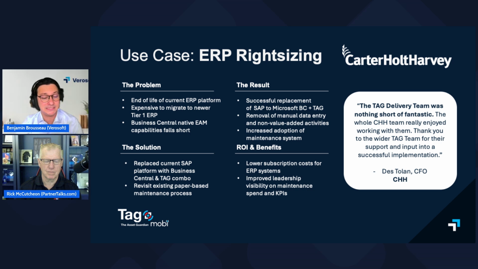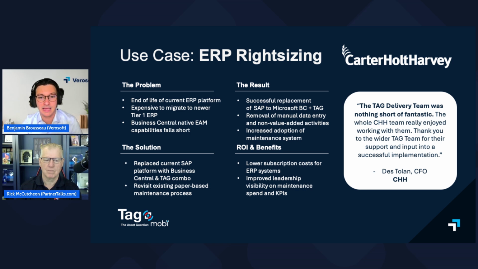And what they see is that Business Central would fulfill most of their requirements, but the native maintenance or enterprise asset management capabilities fall short, right? Corrective maintenance, preventive maintenance. So the proposal here, the solution, is to replace those tier one systems with the combo of BC and TAG. Okay. We also want to revisit existing paper-based processes. And then the result of this is a successful replacement of a tier one, let's say SAP, not to name it, with BC and TAG, removal of manual data entry or NVA activities, non-value added activities.